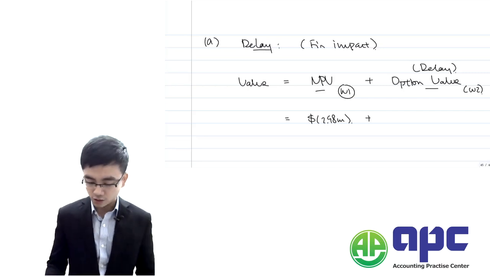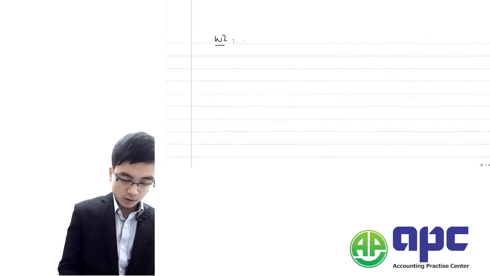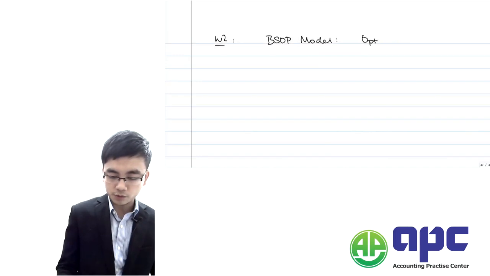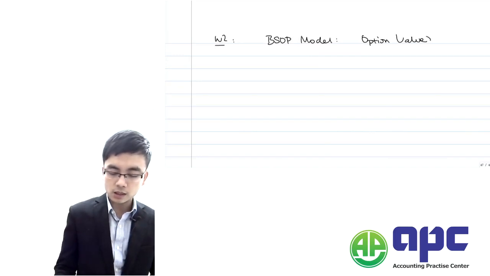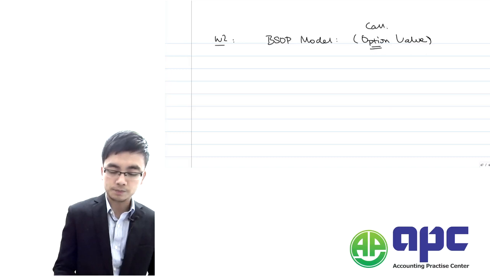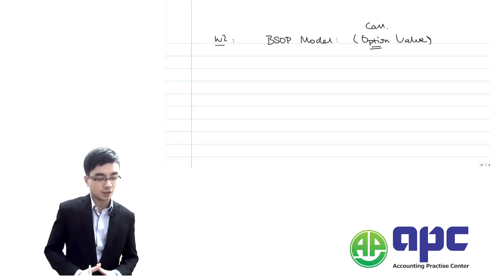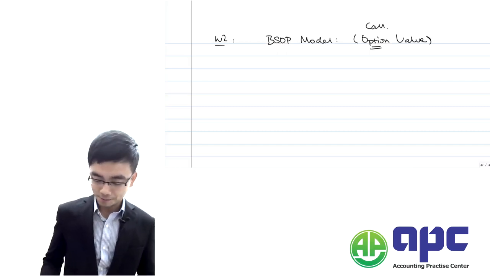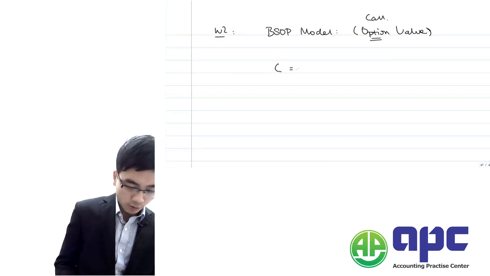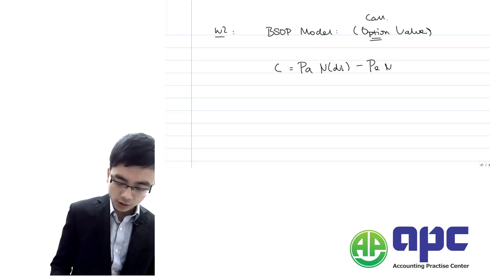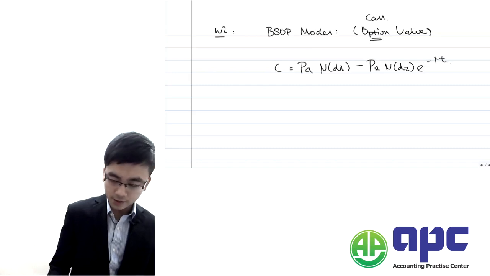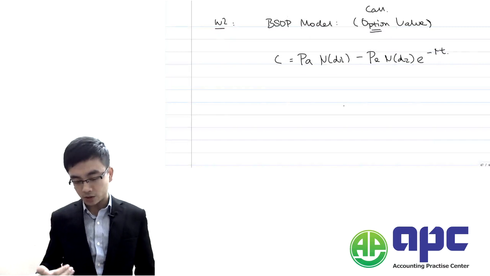So that's the reason why we're going to start working to use the BSOP model to calculate the option value. And in this case, it's the call option that we're going to delay the project. So the best way to show this is first of all, copy the formula from your examiner. Okay, so copy that. So the call option value equals PA times N(d1) minus PE times N(d2) times e to the power of minus rt. And then next, we're going to lay out the variables.